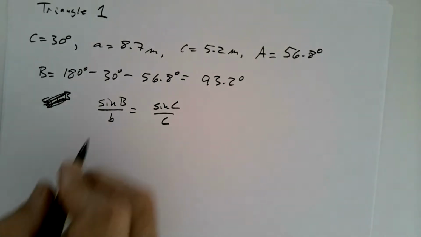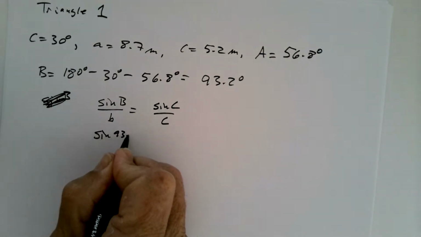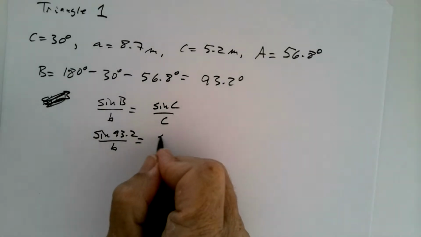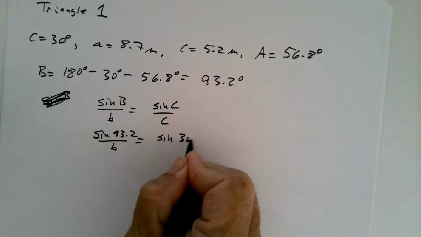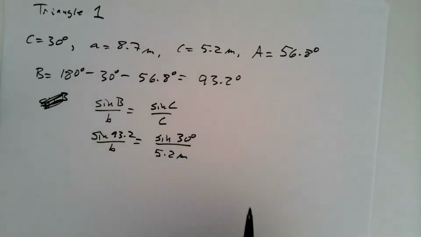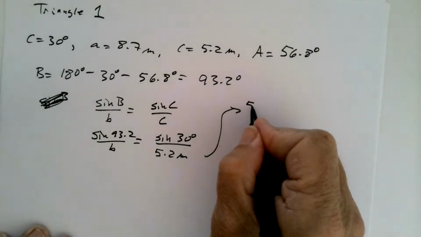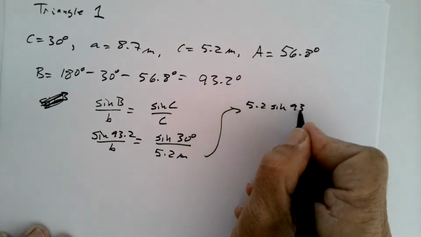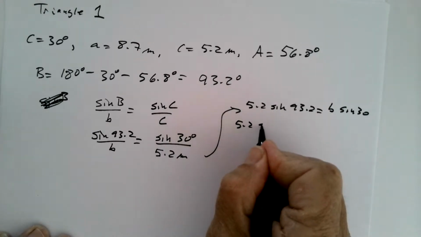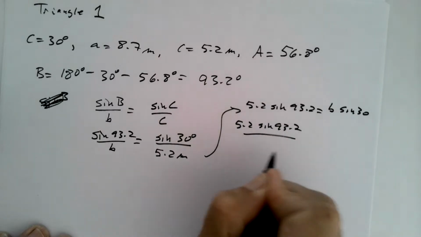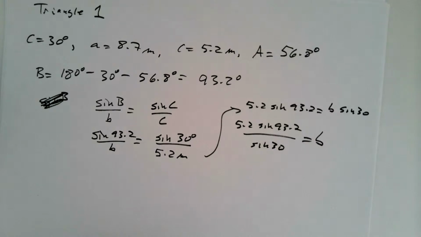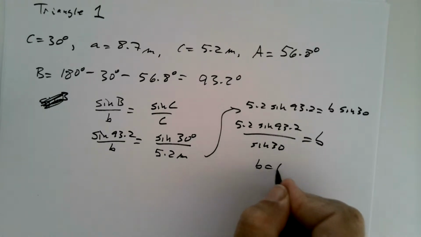So sine B, sine 93.2 over little b is sine C, sine 30 degrees, over little c, which is 5.2 meters. So that would tell me 5.2 times sine 93.2 equals b times sine 30. So 5.2 times sine 93.2 divided by sine 30 is b. What does that give me? That gives me a little b of 10.4.